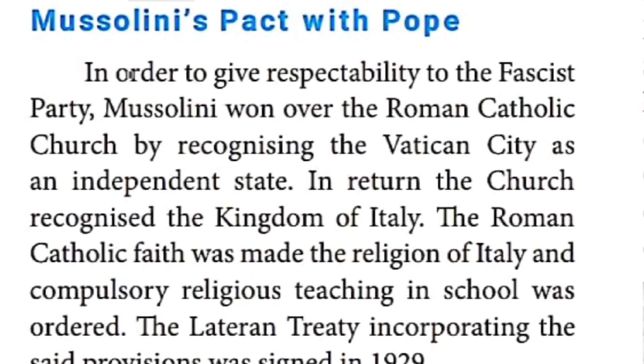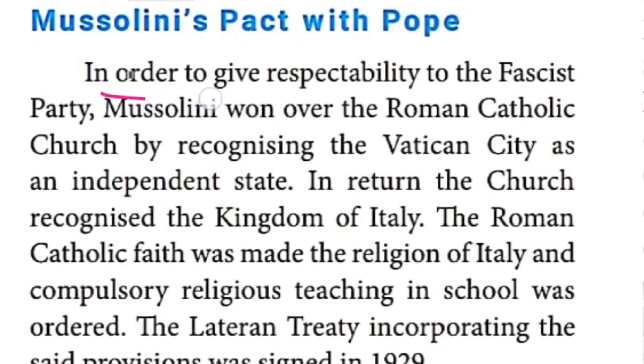In Rome, the Pope is there. The Pope's place is Rome. So nearly 60 years the problem was there. But after the arrival of Mussolini, Mussolini signed the treaty with the Pope. What is the treaty's name? The Lateran Treaty. In which year was it signed? 1929. That is what is given in this para.